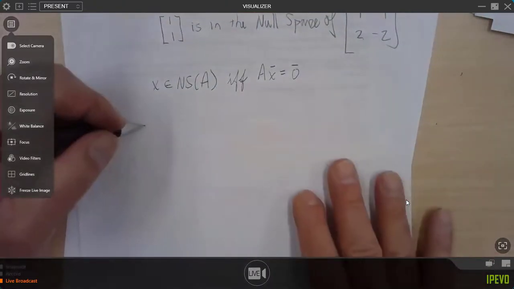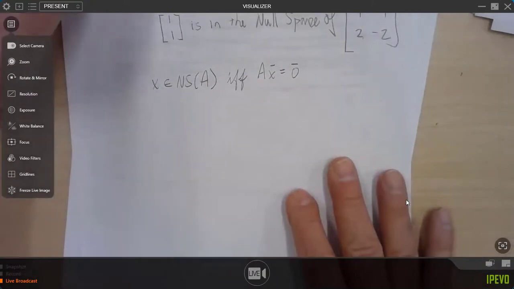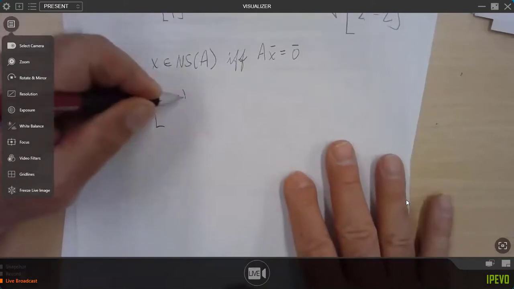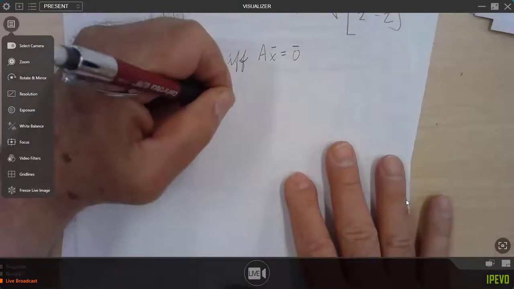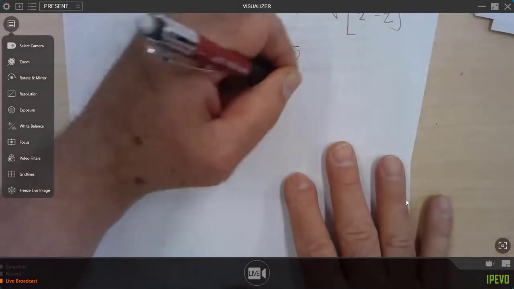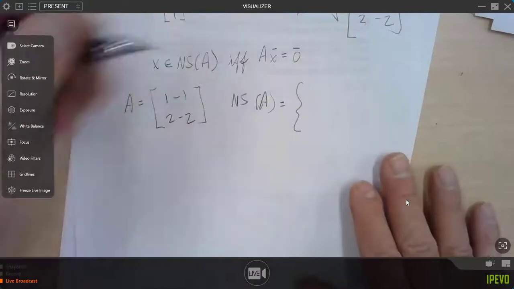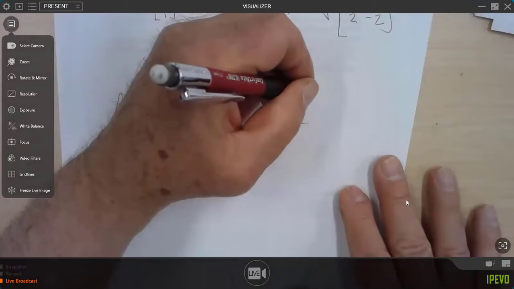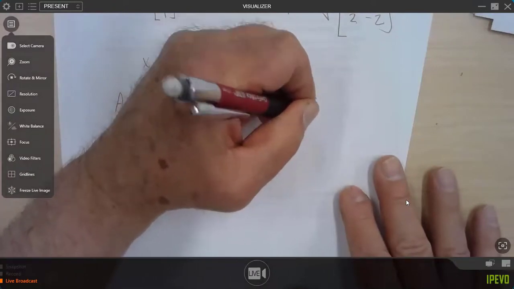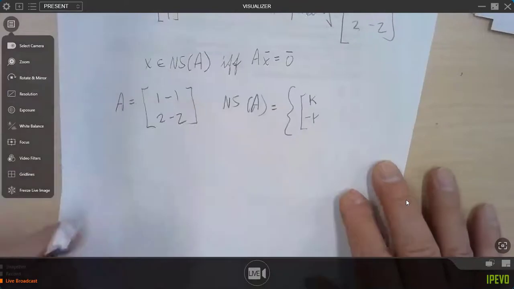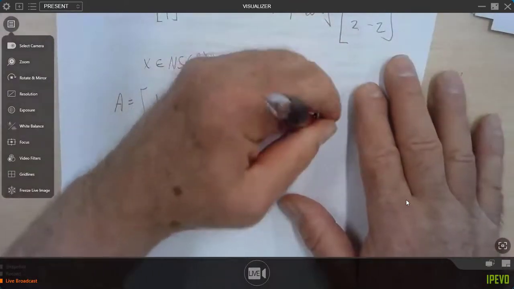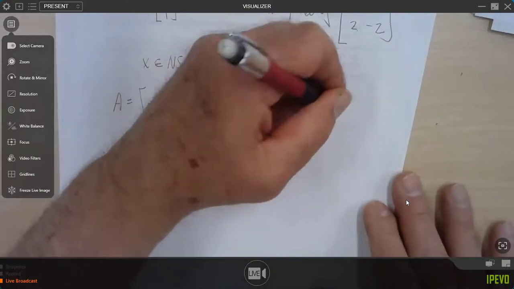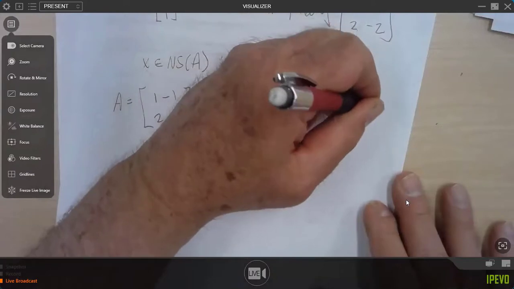In this particular case, if we call this matrix here A, the null space of A is this. It's all vectors that have this form. You can have any entry you want in here, just so long as you have its negative here. No, actually, they need to be the same entry. K is any real number, including 0. 0 would be fine.